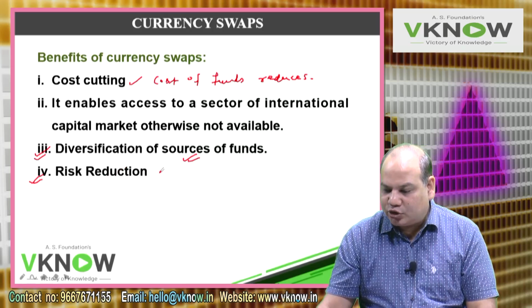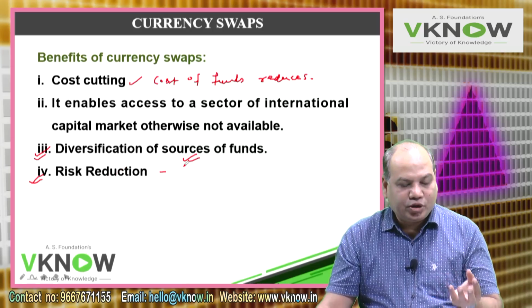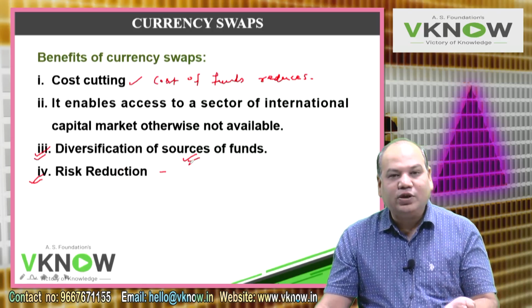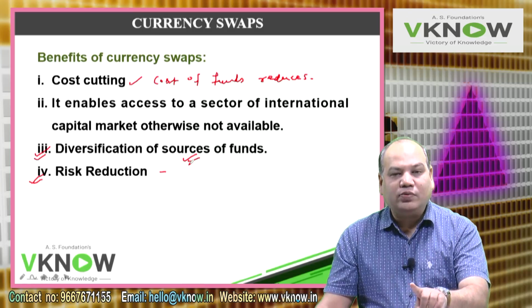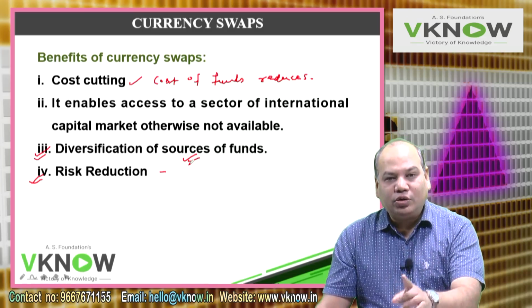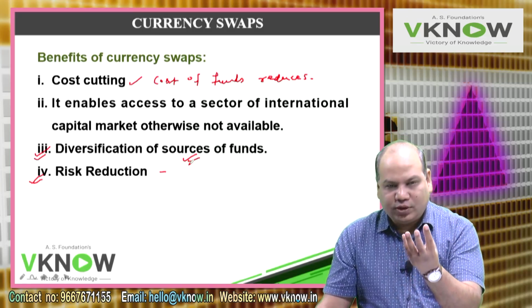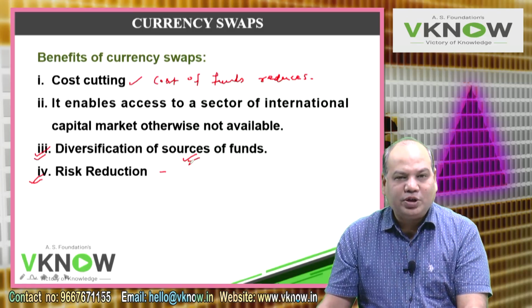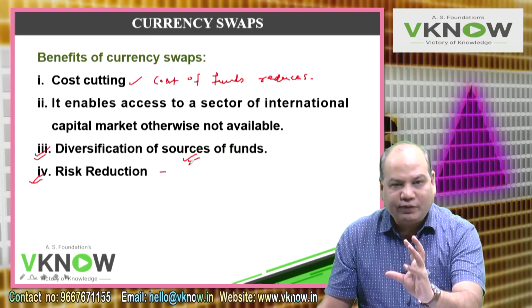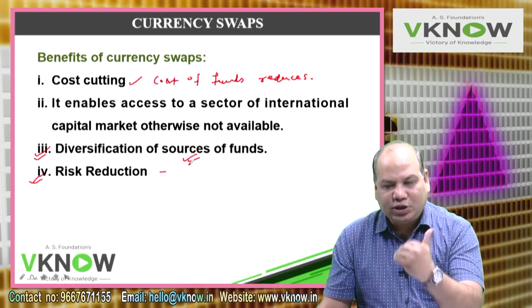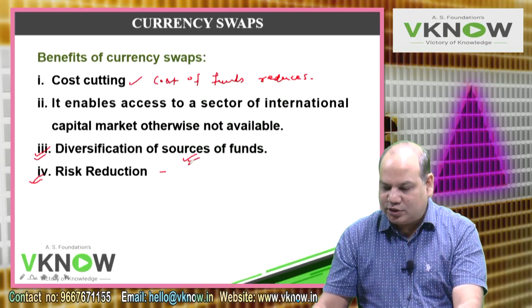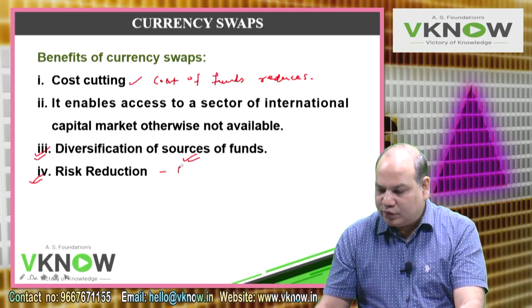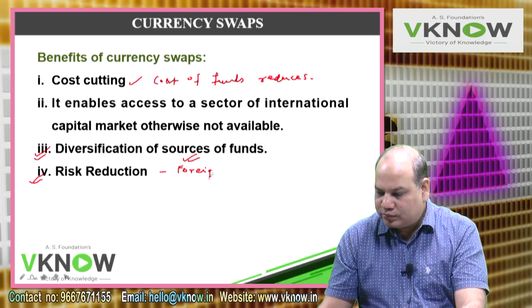Foreign exchange fluctuation risk is reduced. A US company will get the funds in Japan only, in Japanese yen. So they don't have to convert dollar into yen or yen into dollar. The firm has a business operation in Japan. They will get funds in Japanese yen, pay interest in Japanese yen, and repay the principal in Japanese yen. So especially your foreign exchange risk is reduced.